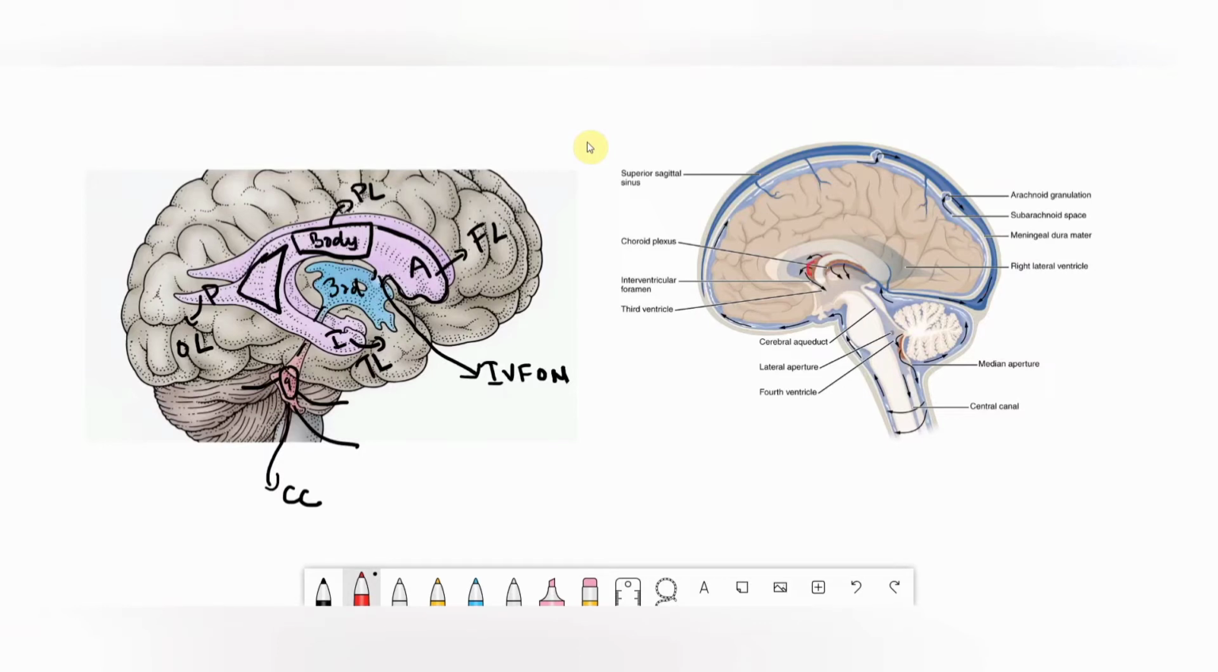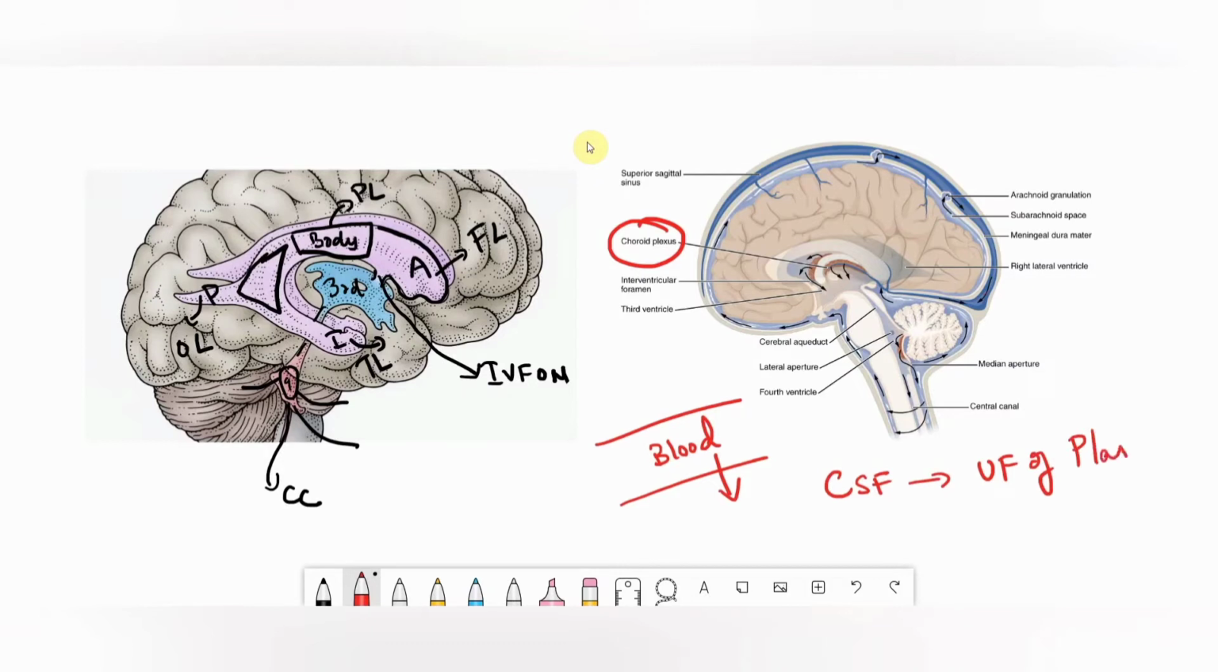Now, there is a plexus called the choroid plexus that is found within all the ventricles. What happens at the choroid plexus is that blood enters through the sinusoids and the capillaries that supply the brain, and the blood is filtered within the choroid plexus. So CSF is basically an ultrafiltrate of the plasma.